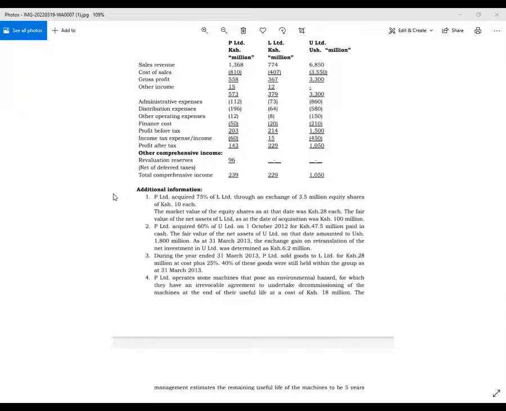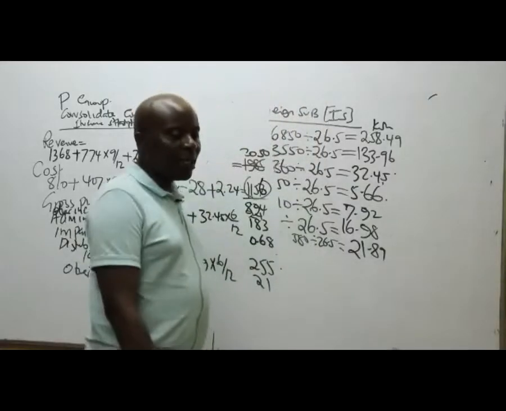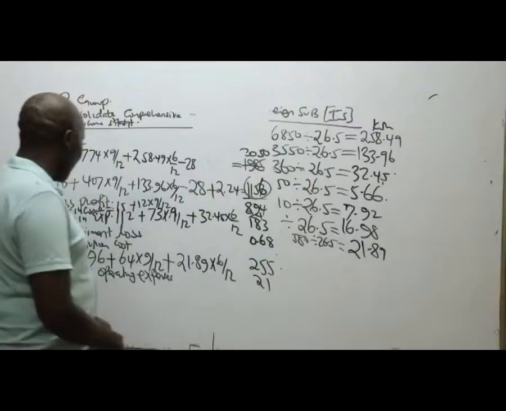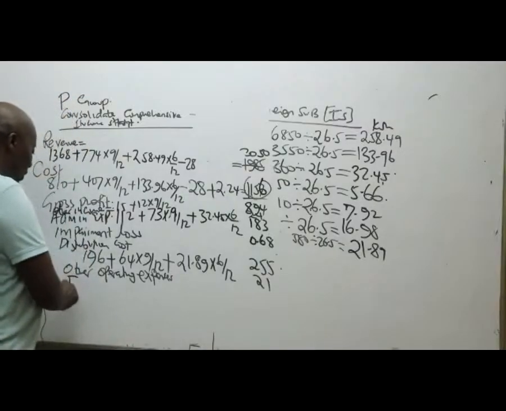For finance cost, what I'll do, I'll take 50 plus 20 plus the Kenya shilling equivalent here. So 50 plus 20 times 9 over 12 plus the Kenya shilling equivalent times 6 over 12. What are we getting, ladies and gentlemen, here? 69. Wasilo says 69. 69 for finance cost.